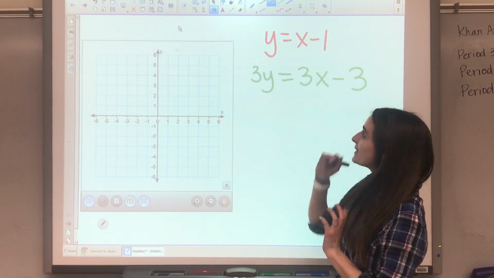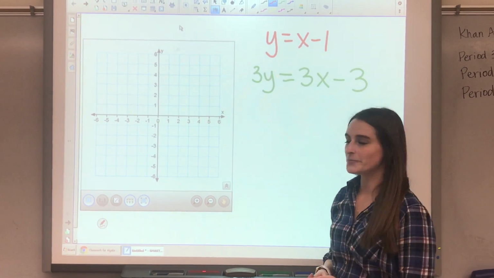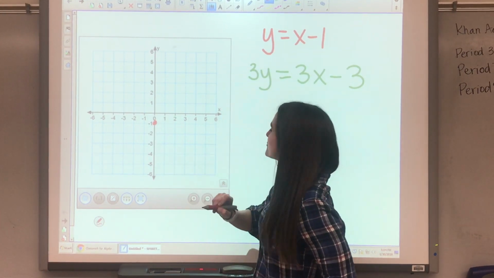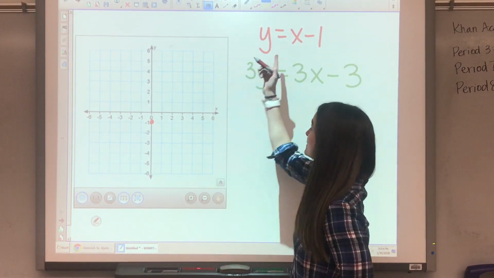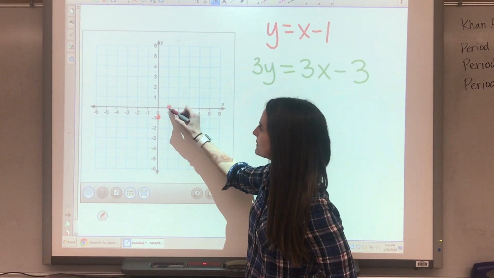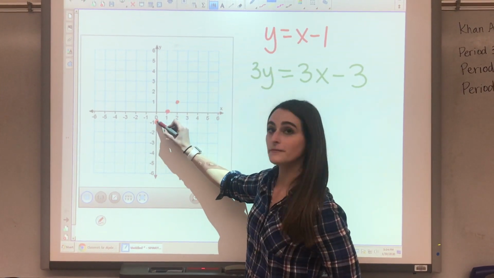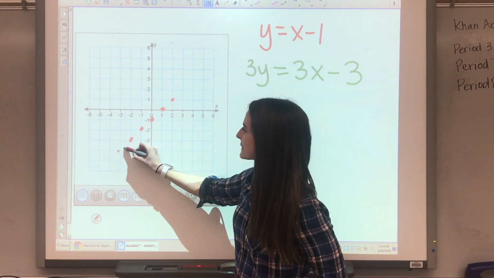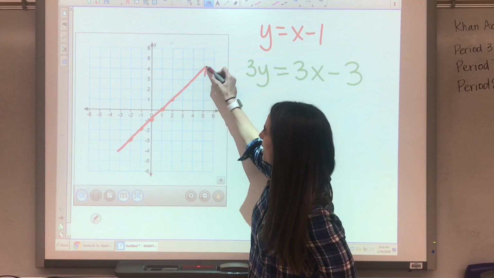So we're going to start by graphing the line y equals x minus 1. So our y-intercept is negative 1. Our slope is positive 1, because there's an invisible 1 there. So we're going to rise 1, run 1. And same down here, opposite way. And draw your line, arrows on the ends.